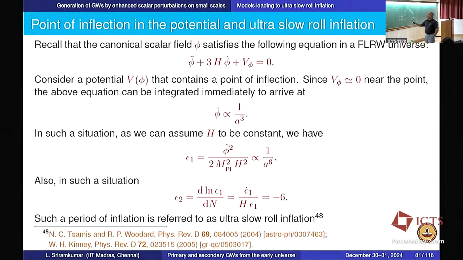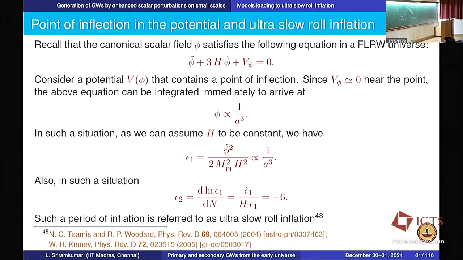We have seen this equation at early times. Consider a situation where V_phi is 0. You have a potential which contains, say, a point of inflection. So at the point of inflection, V_phi is 0, and near the point of inflection, V_phi is rather small. So around these regimes, I can ignore this term, and therefore I can immediately integrate this term.